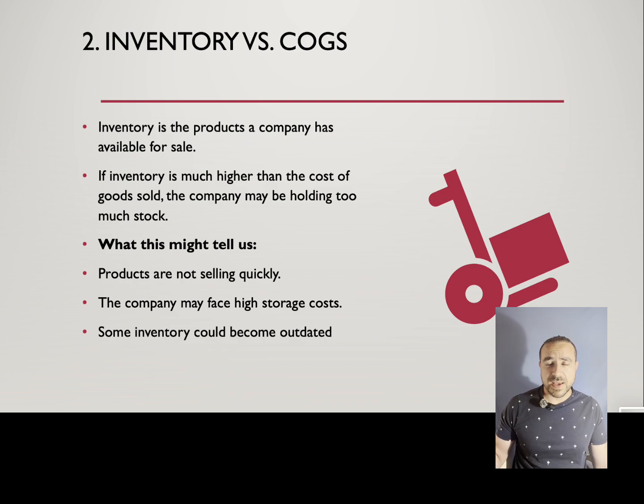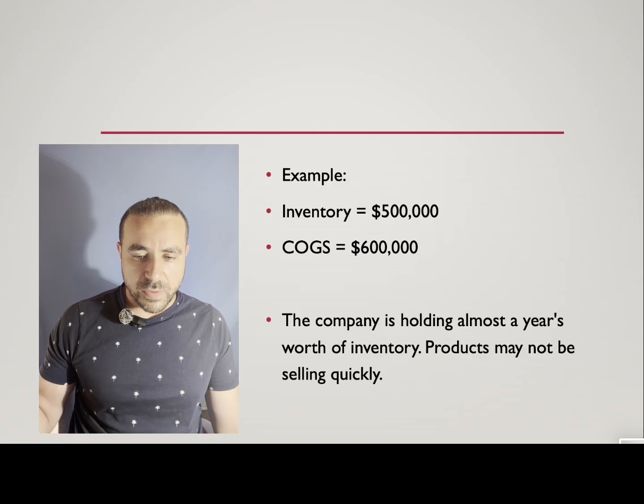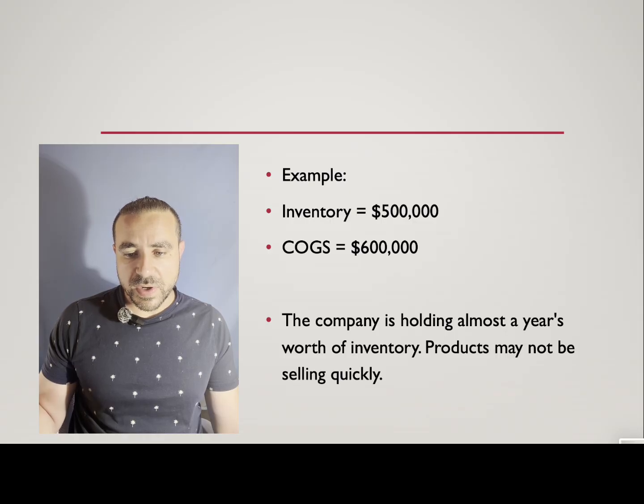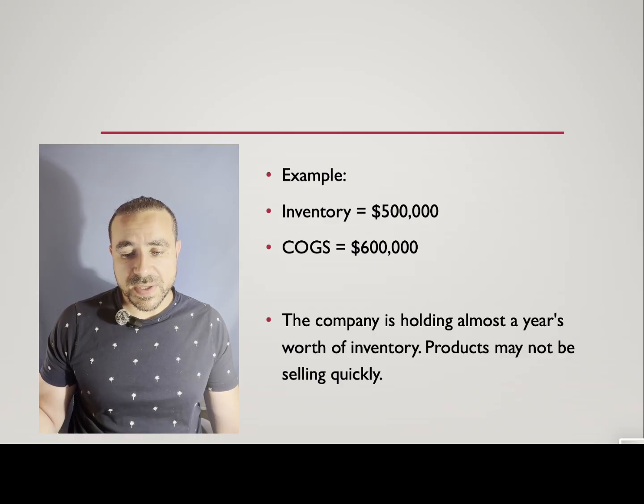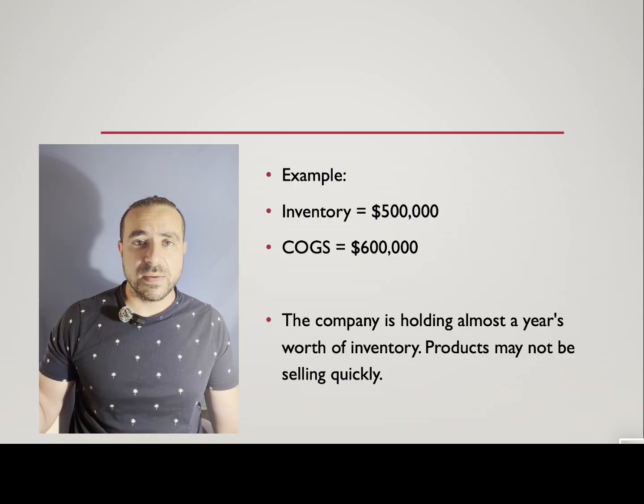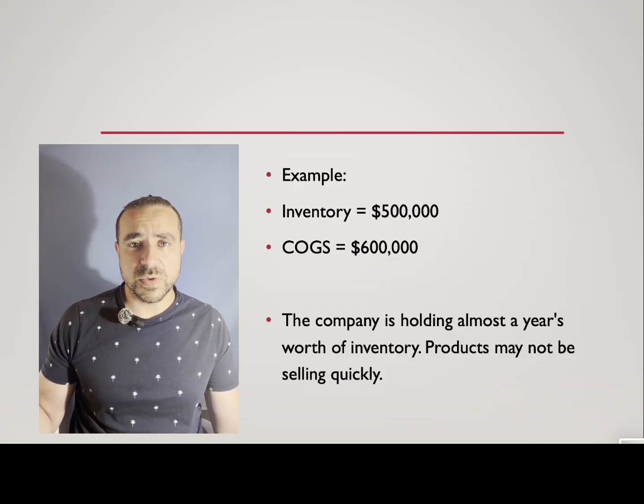What kind of risk does the company have if it builds a high inventory? The products are not selling quickly, or the company may face high storage costs, or some inventory could become outdated so that the company will not be able to sell it in the future. For a quick example, if the inventory is 500,000 and the cost of goods sold is 600,000, it means that the company is holding almost a year's worth of inventory. Products may not be selling quickly, which means that the company is not able to sell its inventory within the time frame.